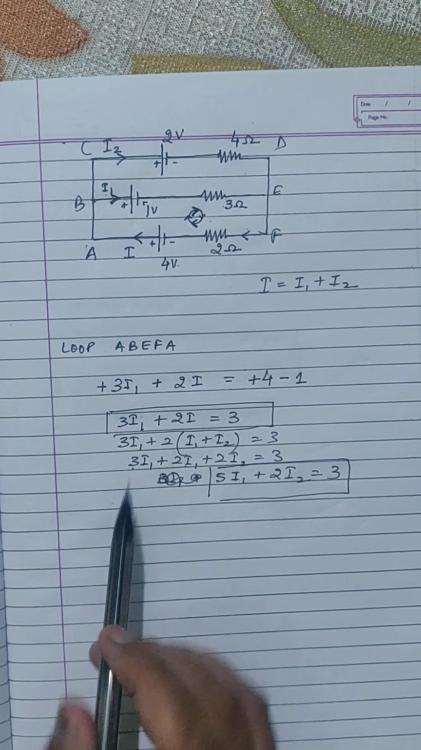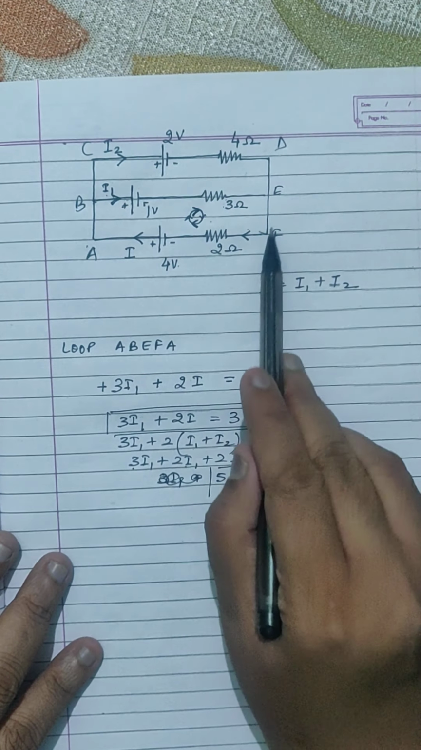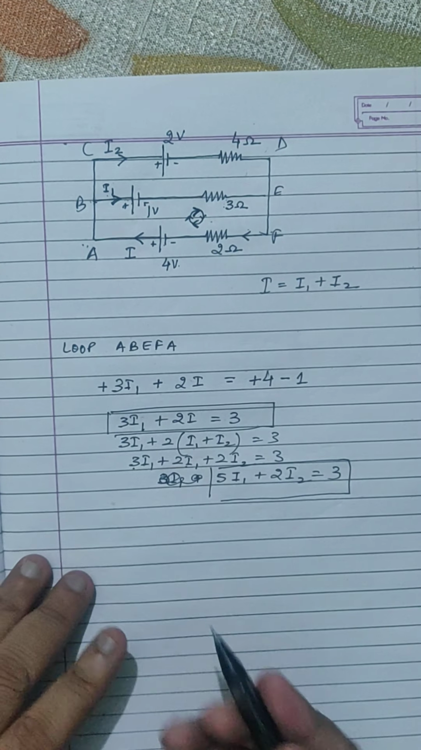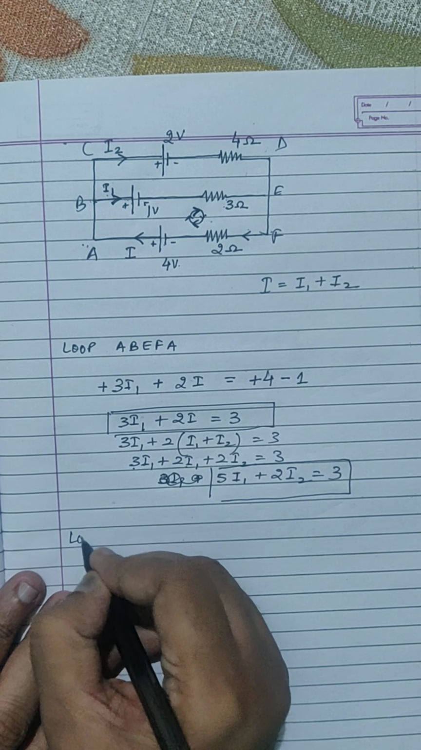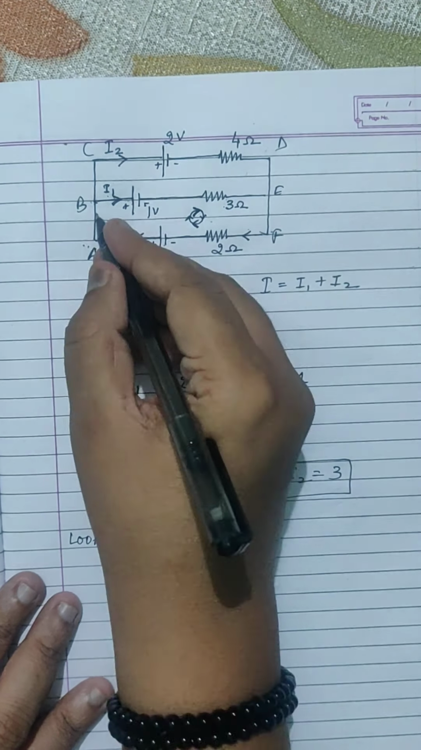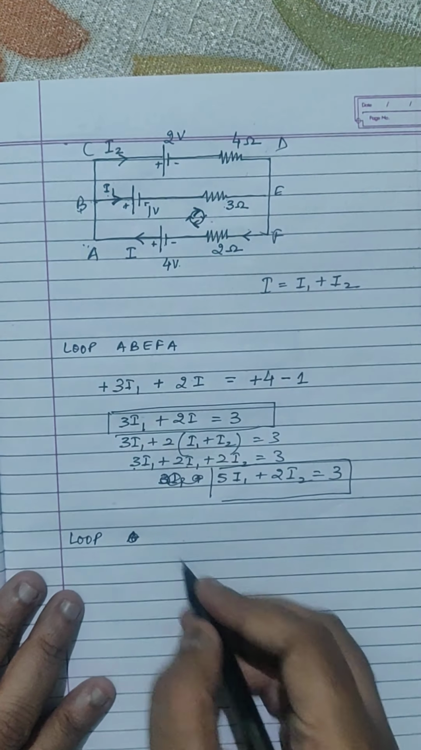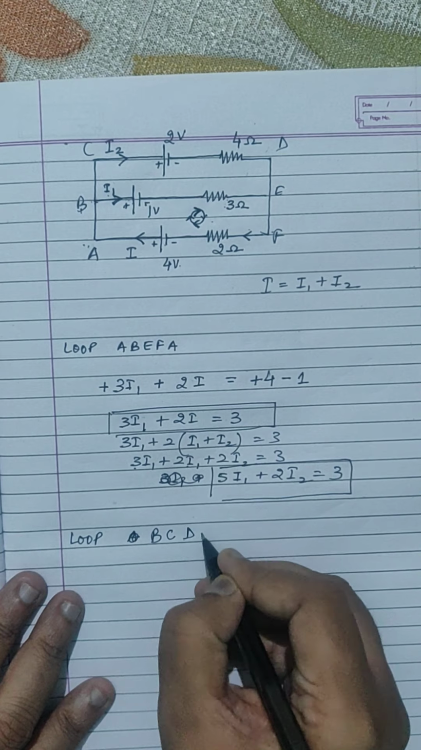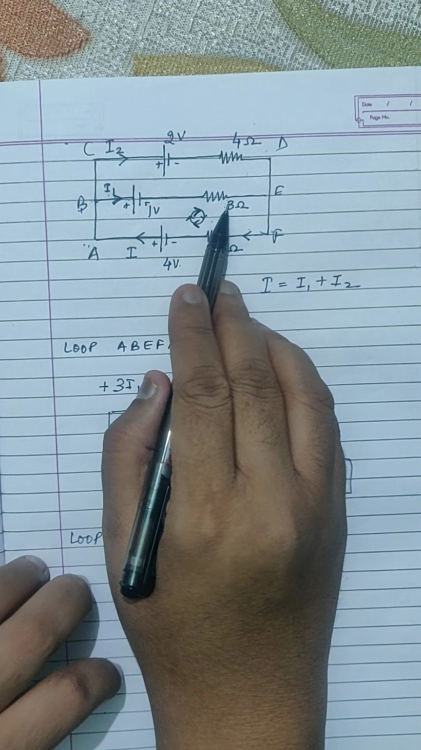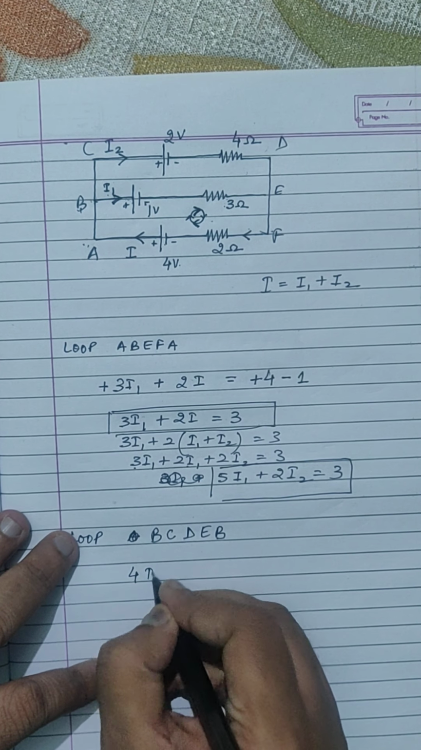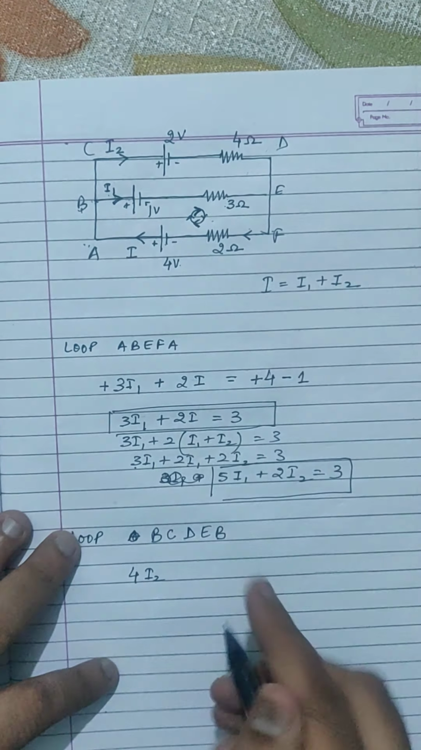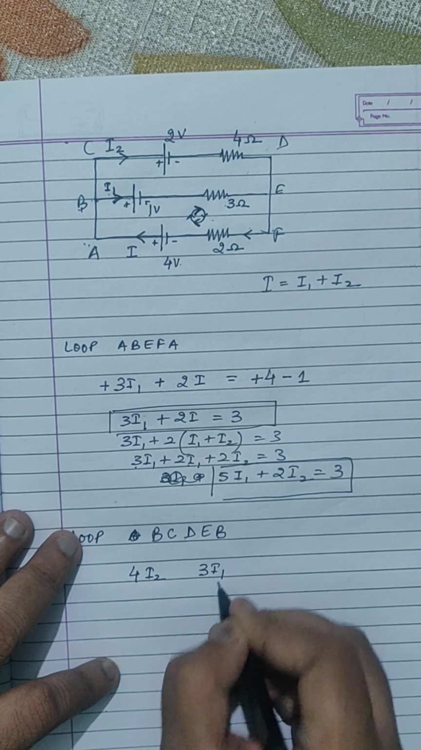Let's talk about the other loop. I can take A, C, D, F, A or B, C, D, E, B. Either of the two I can take. So let's take the loop B, C, D, E, B. Now there are two resistances. So that means 4 into I2. The current through 4 ohm is I2 and through 3 ohm is I1, so 3I1.